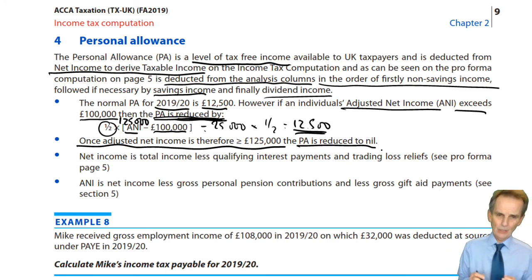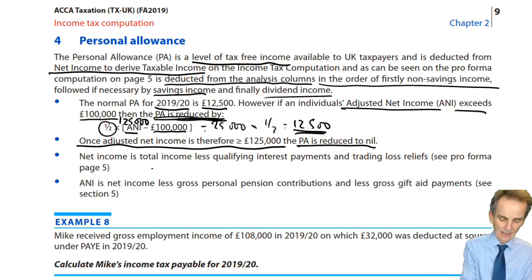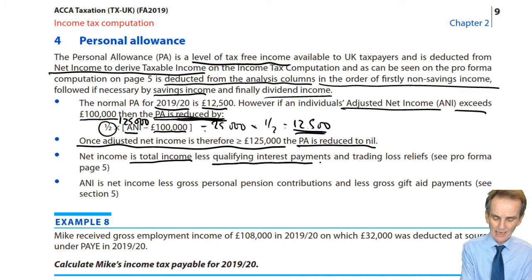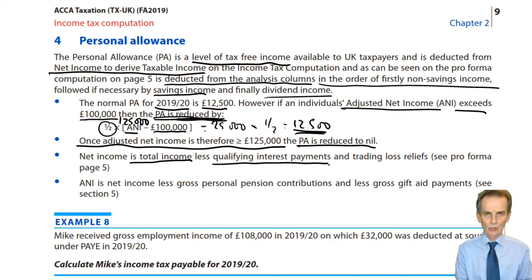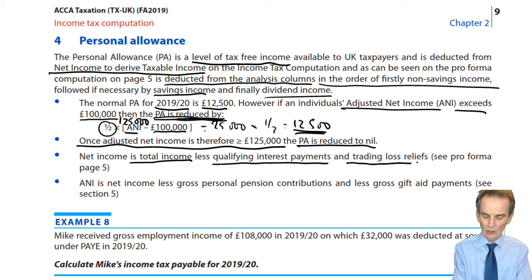So we've referred to the term adjusted net income. Now we know what net income is. At least I hope you remember what net income is. Net income, of course, is the total income less, as they are called, qualifying interest payments. We are yet to see what they are. And trading loss reliefs that we've only briefly mentioned.